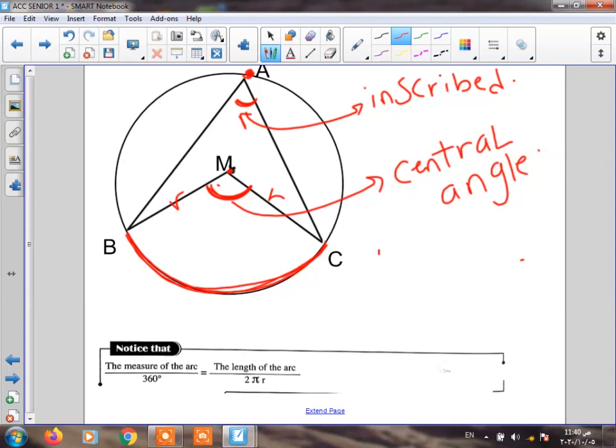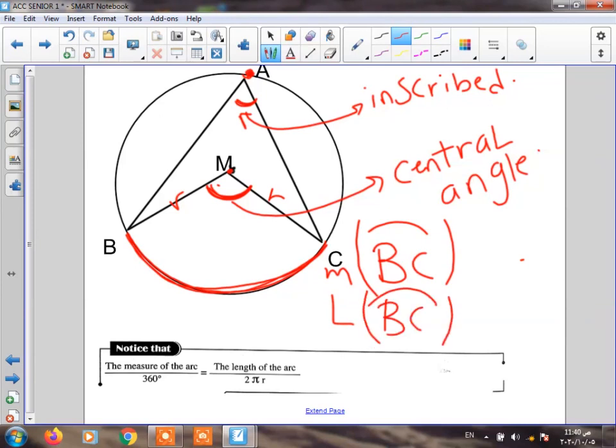Any arc, like arc BC, it has a measure and a length. Okay? The measure of the arc, its unit is degree like the angle. So, for example, if I know that this arc is 60 degrees, so the measure of this arc is equal to the measure of the central angle.